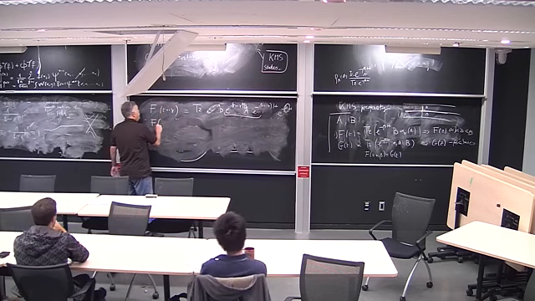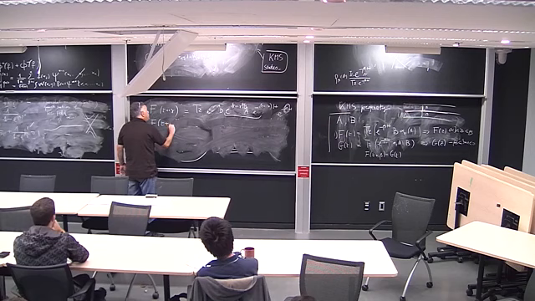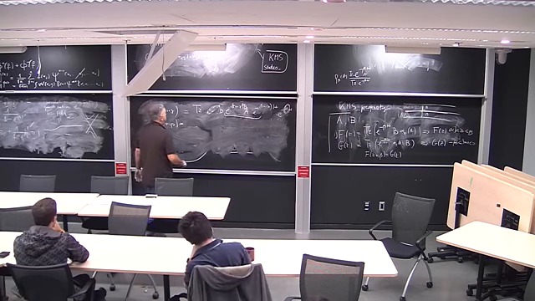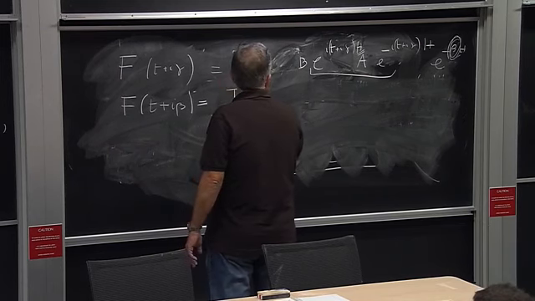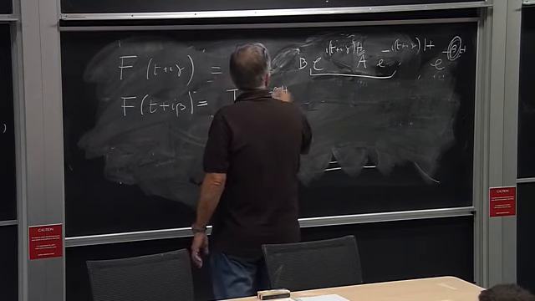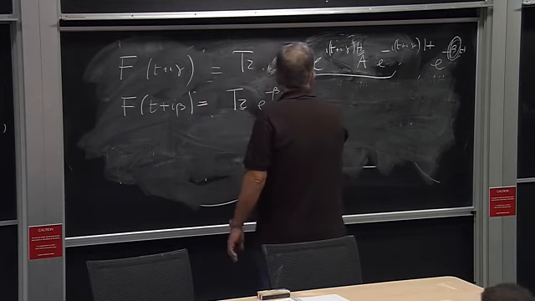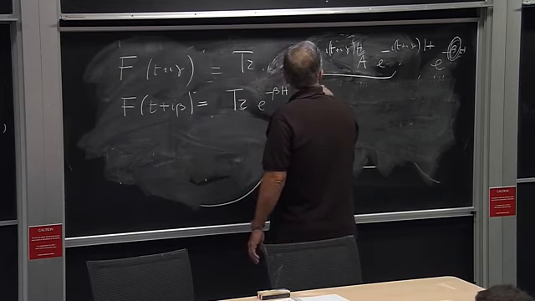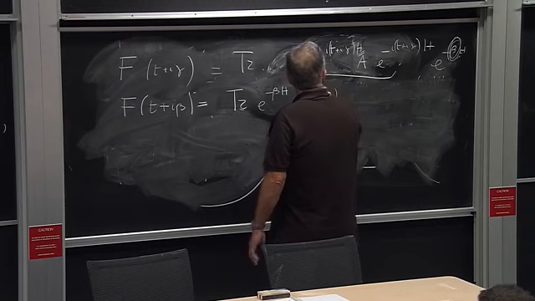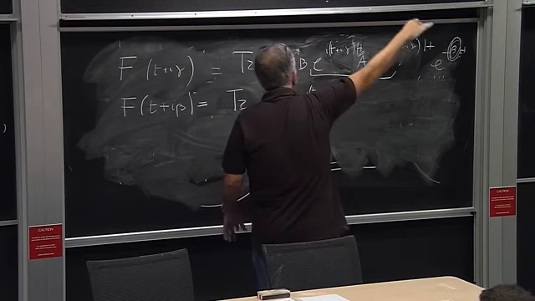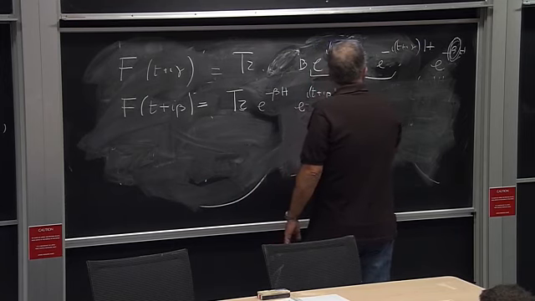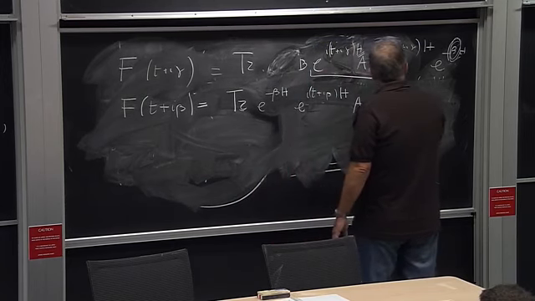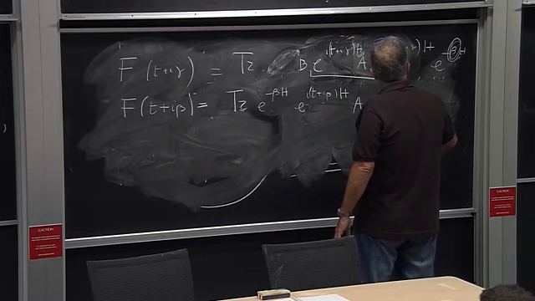F of t plus e beta. Okay, this is the trace of e to the minus beta H, A at i t plus e beta. I'm taking the boundary value on the upper strip, H, A to the minus e t plus e beta.